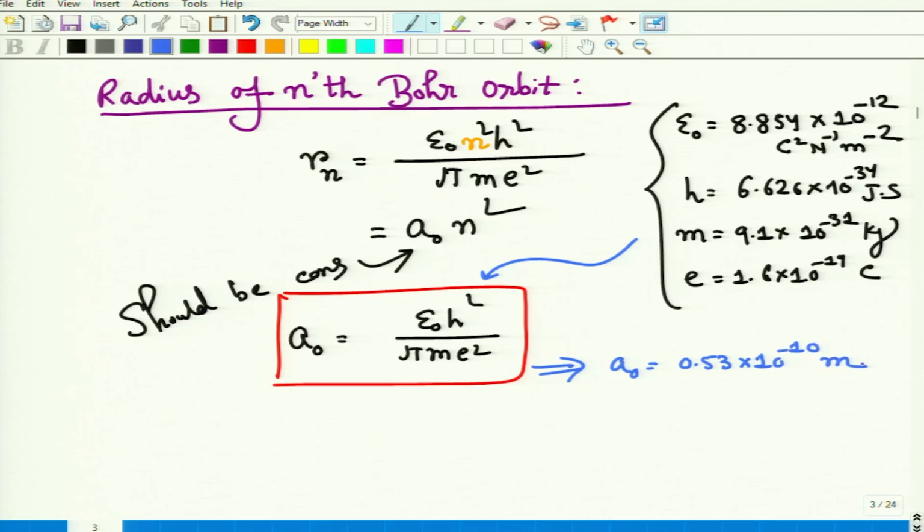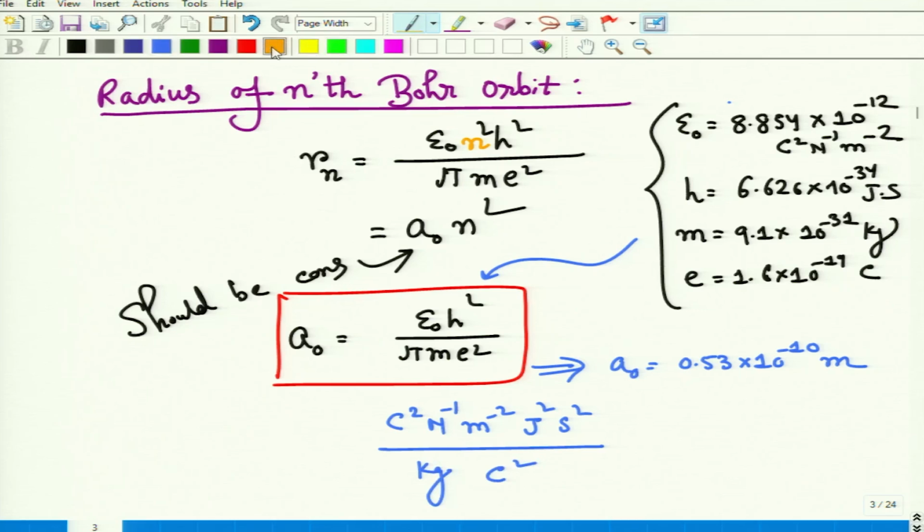Okay. We can discuss the dimension. The value we can put in the calculator, that is easy, but now for epsilon the dimension is Coulomb square Newton inverse meter to the power minus 2. For h square it is joule second, so it will be joule square second square. Pi is dimensionless. m, mass of electron, is kilogram, charge is Coulomb square. So, Coulomb square will be cancelled out. Now, what is joule? Joule is Newton meter. So, joule square will be Newton square meter square.